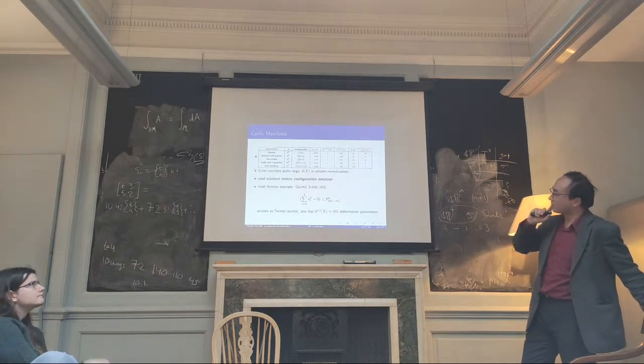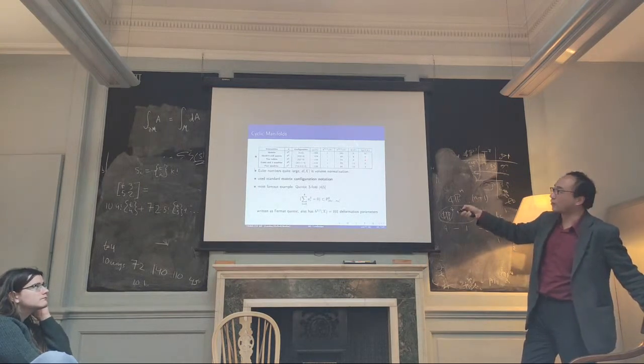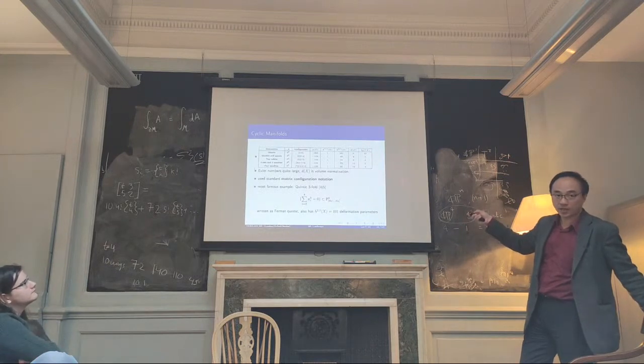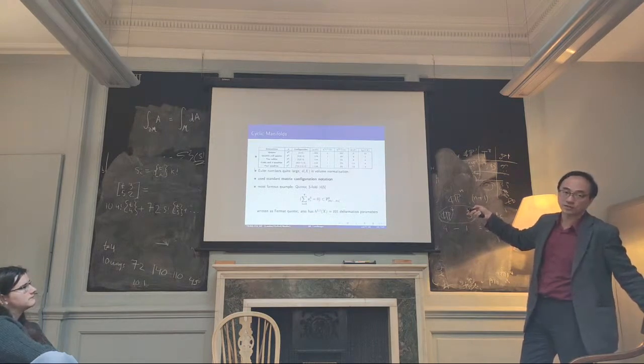What else can I say? And I won't bore you with this. C1 of all of these things are 0 because they're Calabi Yau. C3 is just the same thing as the Euler number. So the only other non-trivial thing is C2. It's the second transpose of this.